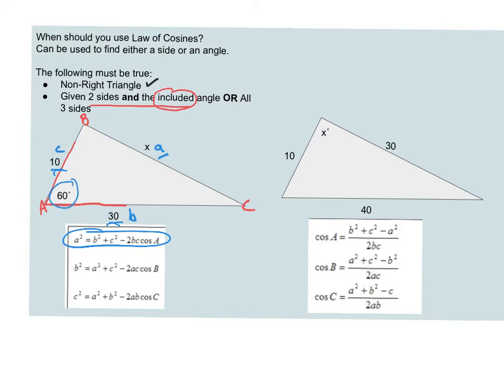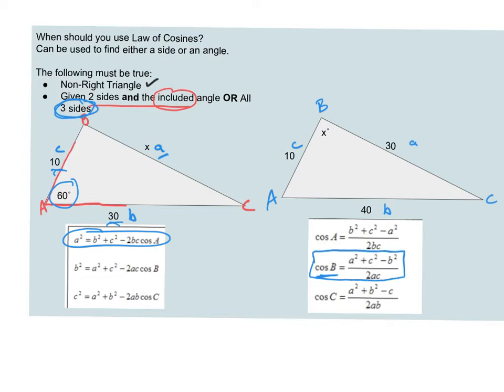Now, the other situation that you'll see is if you're given all three sides. If you're given all three sides, then you can find an angle. In this case, if we call this angle A, this angle B, and this angle C, that means that this side over here is little b, this side is little a, and this side is little c. So in this case, since we're looking for angle B, I would use this middle formula.